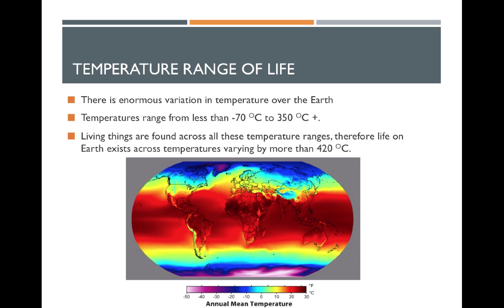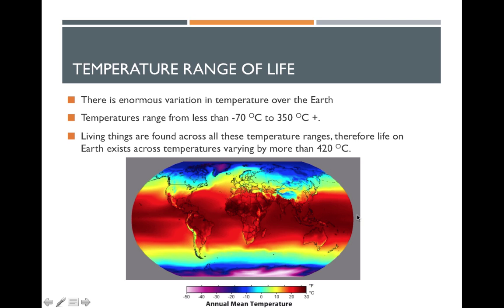So temperature is what we call a limiting factor of life on Earth, okay? It's one of several, but it certainly limits a lot what species can live where. And there's a huge variation in temperature over the Earth, okay? So temperatures can range from minus 70 degrees at the poles, as you can see in this graph, to more than 350 degrees Celsius. That's not actually shown in this graph. It only goes up to about 30 degrees because this is just the surface temperatures, okay?